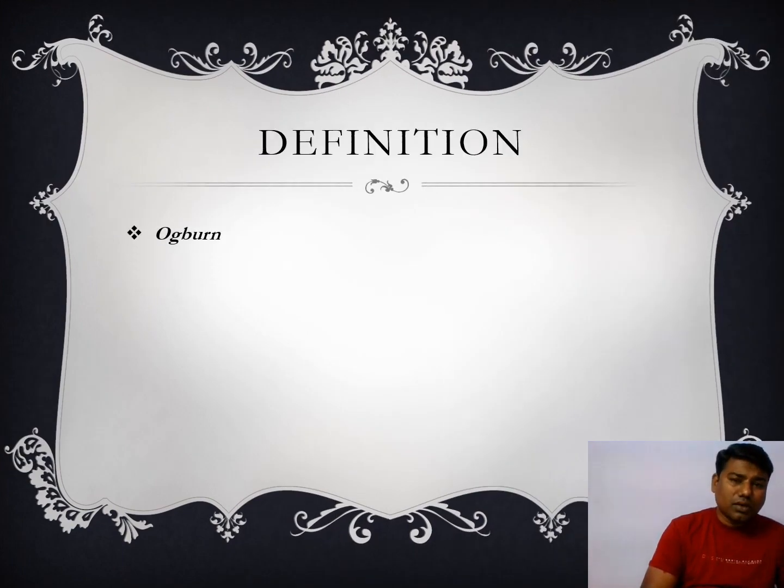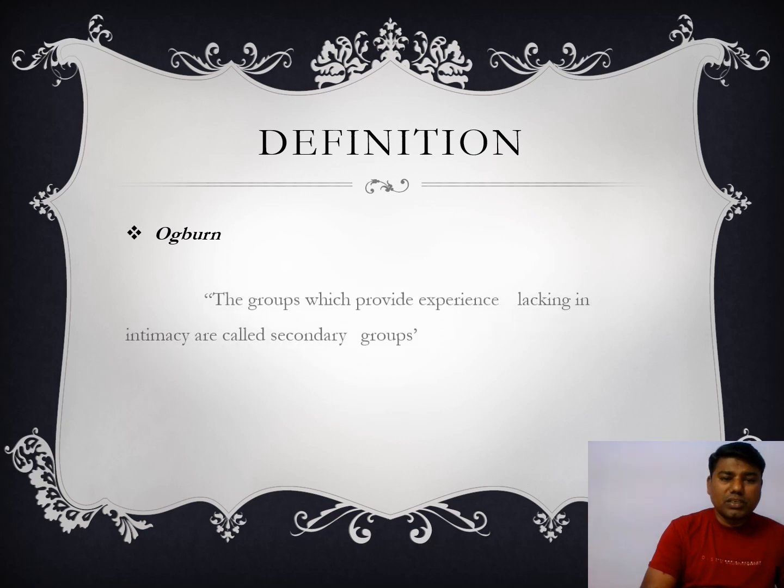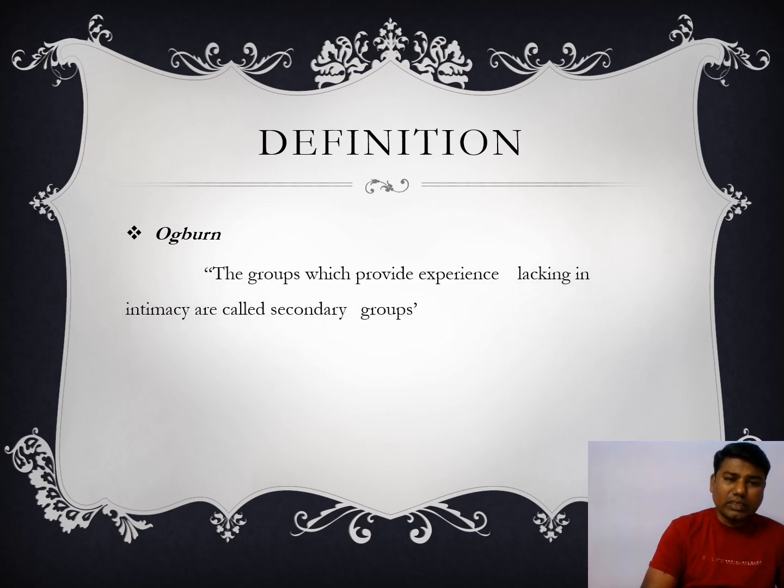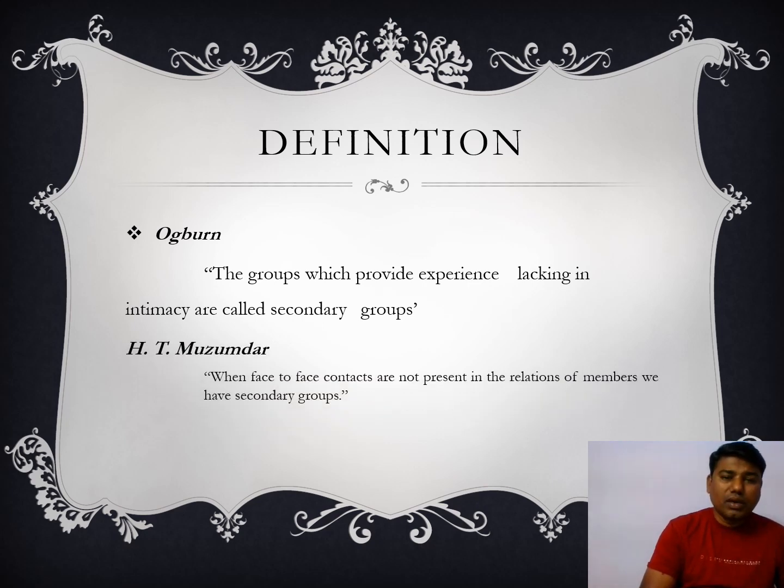So let us look at some of the important definitions of secondary group. Agban says the group which provide experience lacking in intimacy are called secondary groups. So we do not find a close intimacy among the members of secondary group. Mujumdar says when face-to-face contacts are not present in the relations of members, we have secondary groups.